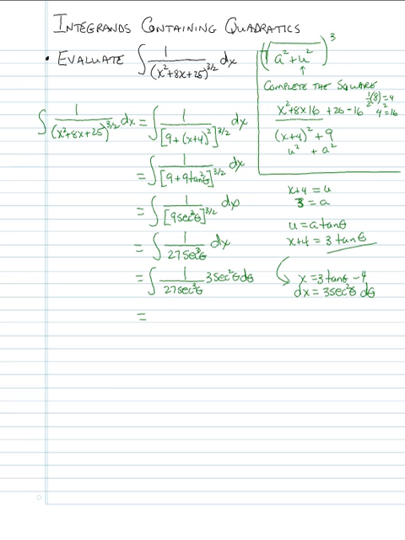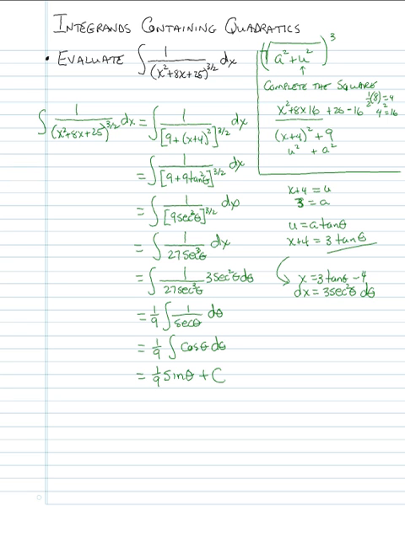We have 3 over 27, which is 1/9. We'll factor that out. We have secant squared over secant cubed, which is 1 over secant to the first power. Let's simplify it a lot. And of course, 1 over secant theta is nothing more than cosine theta. So this is 1/9 times the integral of cosine theta d theta. Well, that's easily done. The integral of cosine theta, of course, is sine theta, plus our constant of integration.